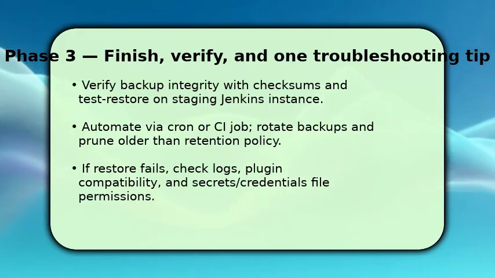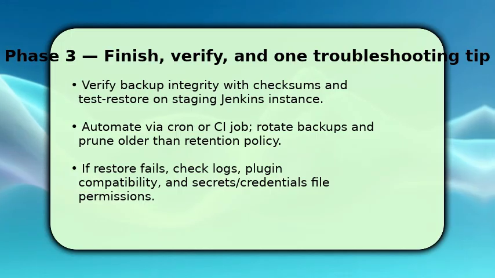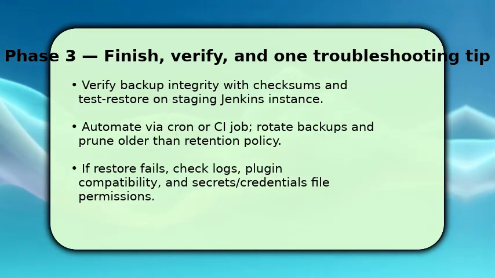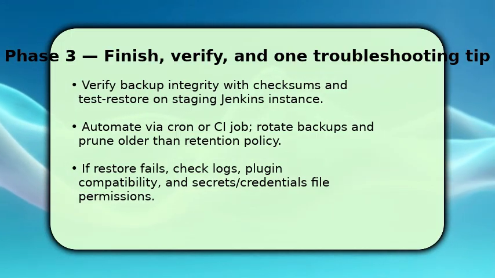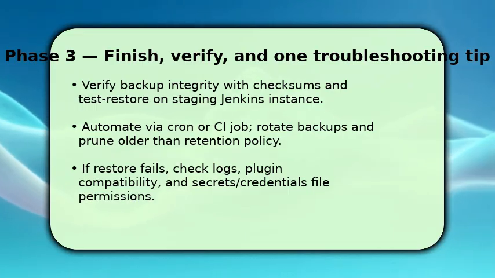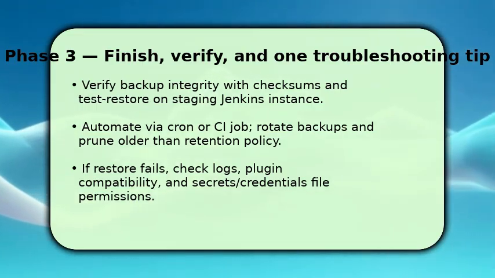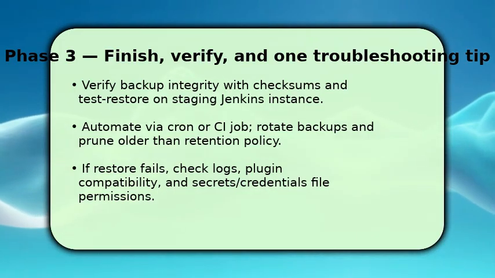First, compute checksums for each archive and perform a test restore to a staging Jenkins to confirm jobs, credentials, and plugins load correctly. Once validated, schedule automated backups with cron or a CI pipeline and enforce retention. Keep daily for 7 days, weekly for 4 weeks, monthly as needed. Make sure logs capture the run and results.